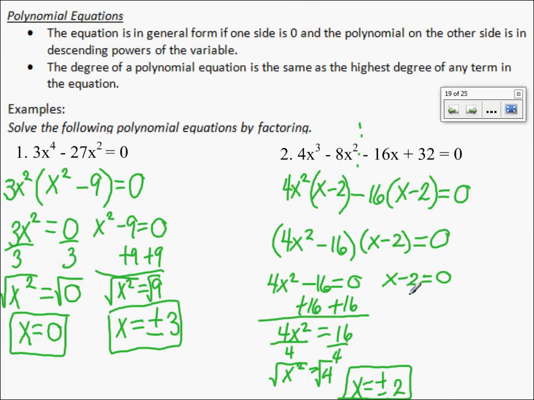Now for this other equation, x minus 2 equals 0, just simply add 2 to both sides, and you're going to be left with x equals 2. And if you notice, we have 2 in both cases, so in this case we're just going to have two solutions: x equals positive 2 and x equals negative 2.